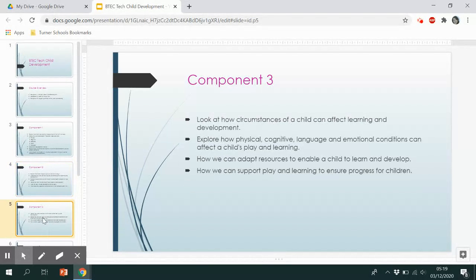In Component 3, we bring all of your learning together from Component 1 and 2. We look at how circumstances of a child can affect learning and development. For example, their housing, if they have a disability, if they have a special educational need. We explore how physical, cognitive, language and emotional conditions can affect a child's play and learning, but also how resources and activities can be adapted to ensure all children have an equal chance to learn and develop in a setting. We look at how we can support play and learning to ensure each child will progress.